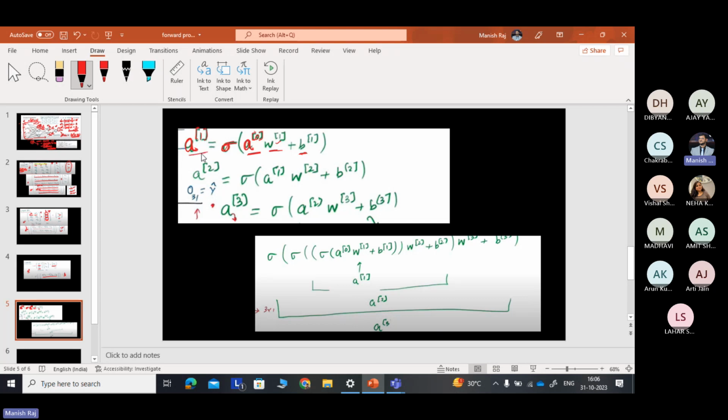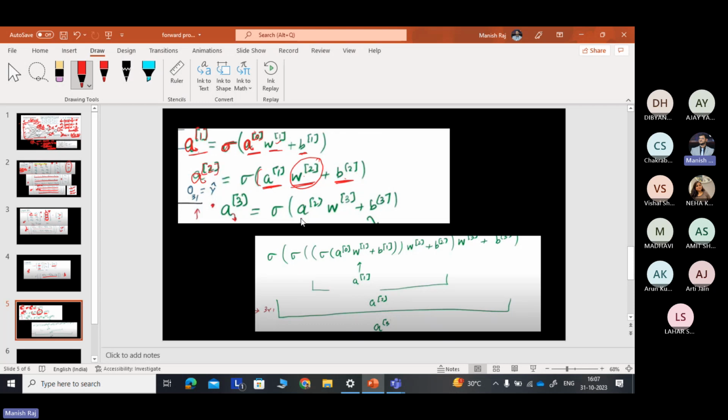Now the first layer output will work as an input in the second layer. So you will multiply the weights of the second layer with the output of the first layer, and again add the biases of the second layer. Again you will put a sigmoid function or activation function, you will get the output of the second layer. This is A2. Yes, everyone is clear?